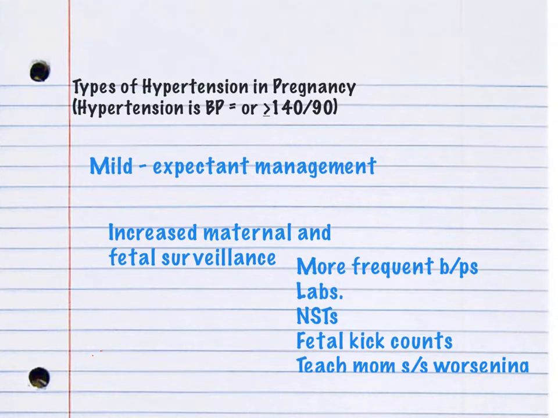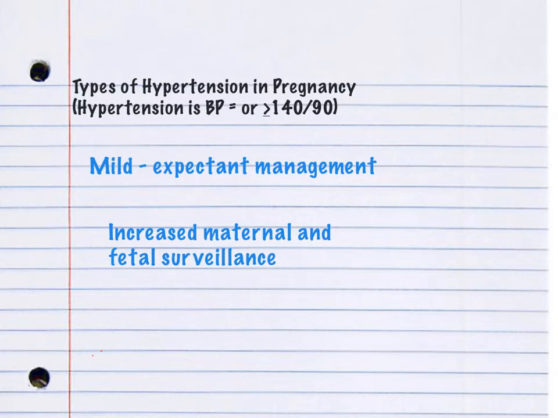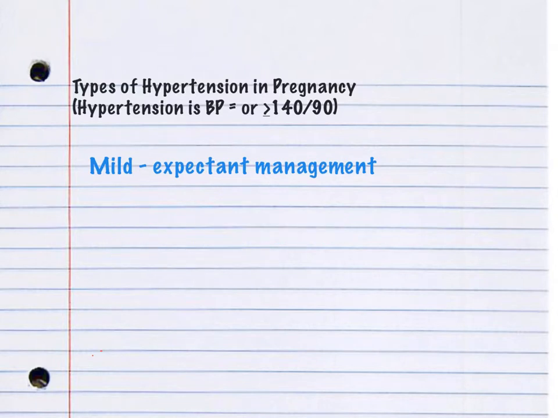Now, of course, if mom's NSTs aren't reactive, what are we going to do about that? We're going to order the BPP, the biophysical profile. And of course, if mom gets less than 8 out of 10, we're going to evaluate and see if she's ready to deliver. Okay? Because now we're going to talk about severe preeclampsia and HELLP syndrome.